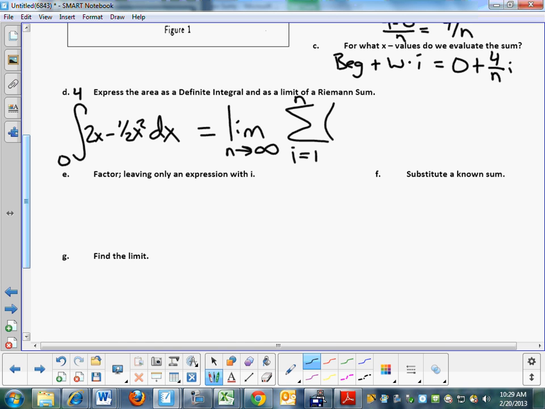So the function is 2 times 4i over n, minus 1/2 times 4i over n squared, times my what? My width, 4 over n. So I've got that parentheses there so I can multiply my width all the way through.